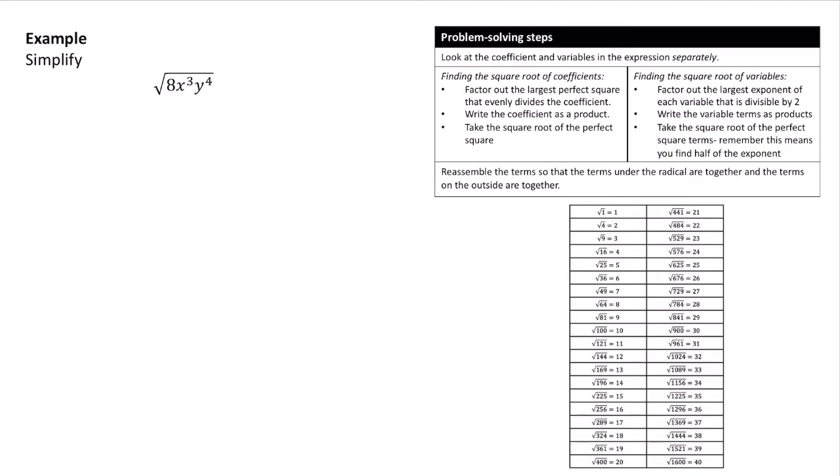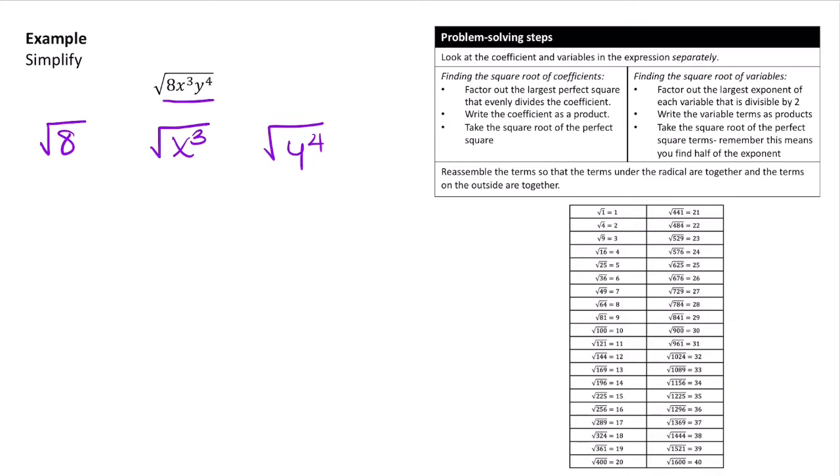So here's how I go about solving these problems. So I just take this, okay, so I have the square root of 8x cubed y to the 4th, and I break it apart. So I'm looking at the square root of 8, the square root of x cubed, and the square root of y to the 4th, okay? I look at those three pieces separately.